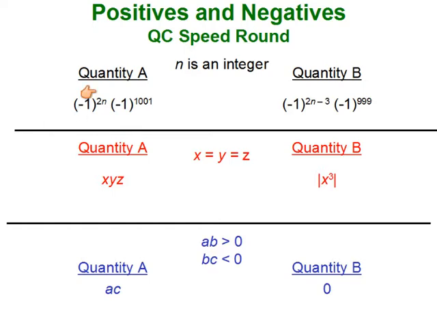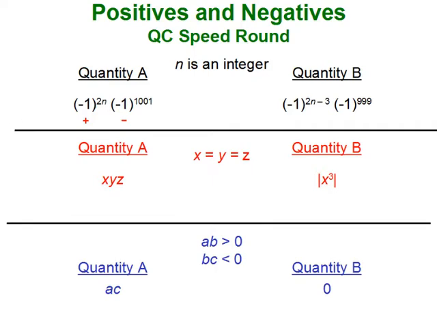So here, 2n. Well, n is an integer, great. Any integer multiplied by 2 is going to be even. A negative number raised to an even power will always be positive. Therefore, this half of column A is positive. With the next one, we're raising it to an odd power. A negative number raised to an odd power is going to be negative. A positive times a negative yields a negative number overall for column A.